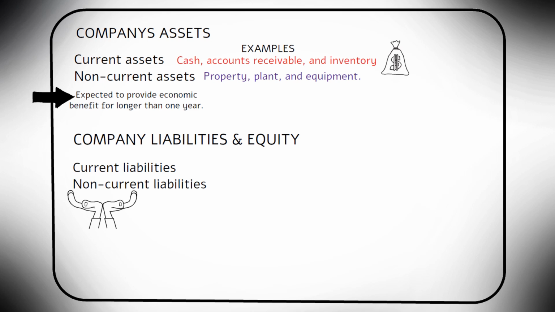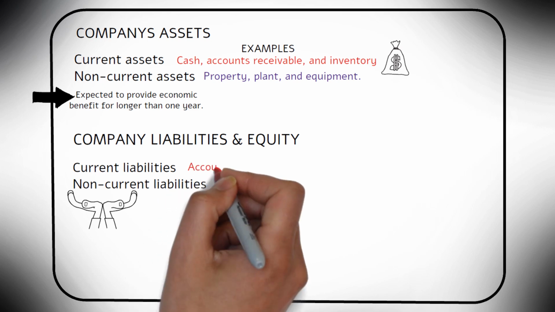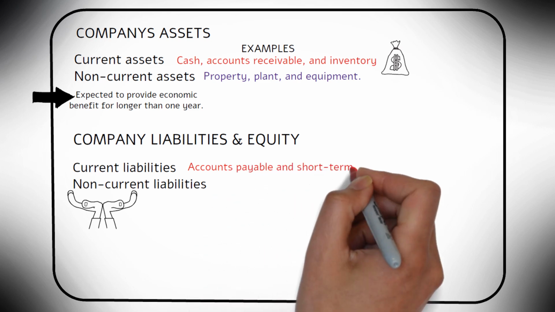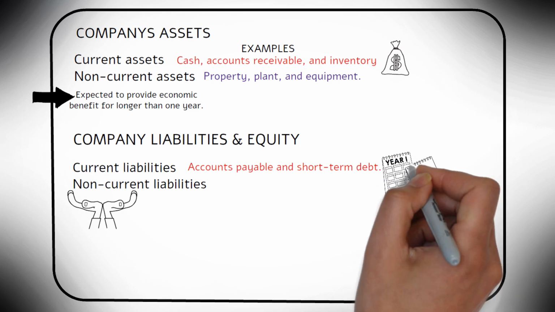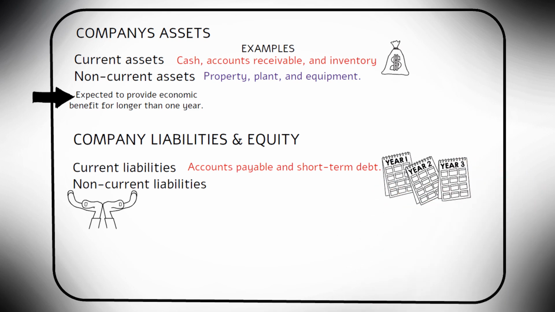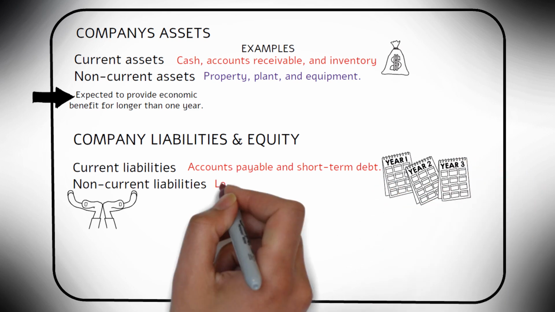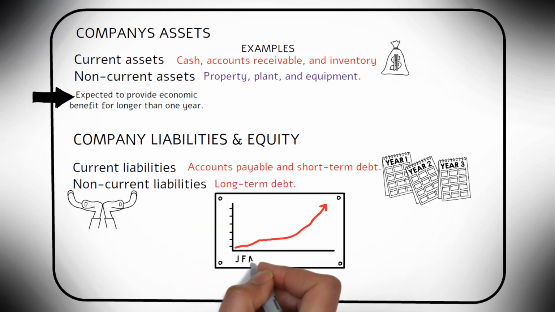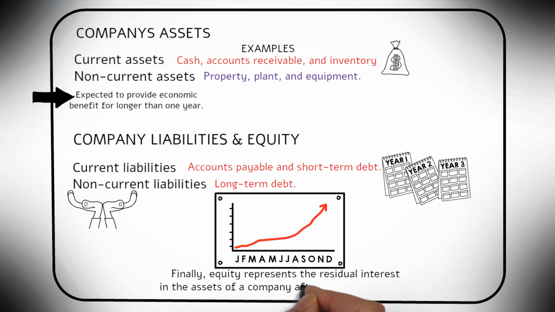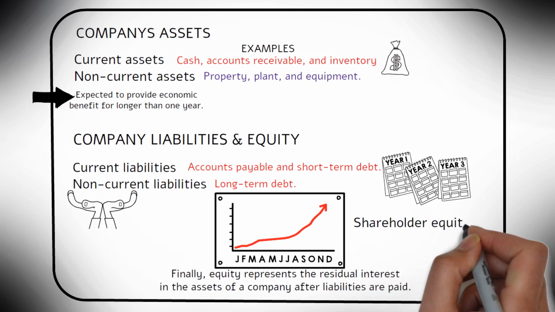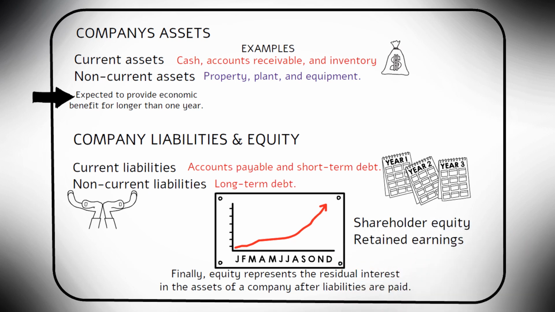Current liabilities are obligations that are expected to be paid within 1 year, such as accounts payable and short-term debt. Non-current liabilities are obligations that are not expected to be paid within 1 year, such as long-term debt. Finally, equity represents the residual interest in the assets of a company after liabilities are paid. It can be divided into two categories: shareholder equity and retained earnings.